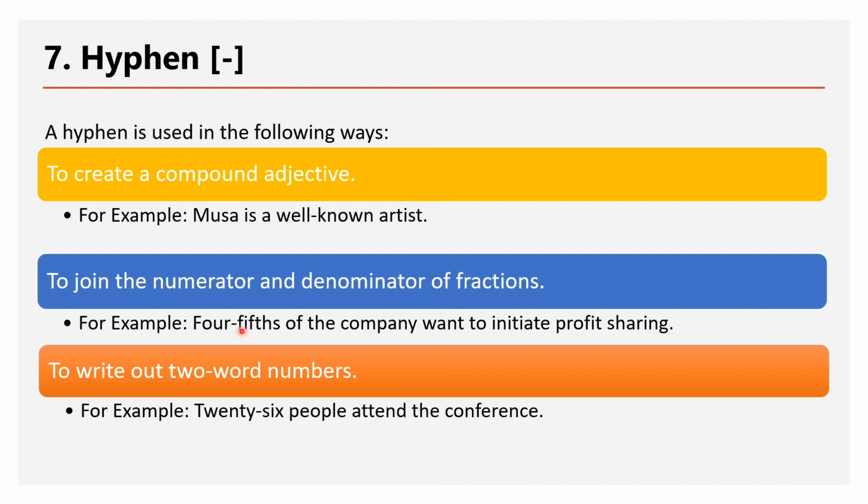Third, to write out two-word numbers. For example, "Twenty-six people attended the conference." So in between twenty-six I am using the hyphen here. So I'm going to invite Emerson to continue the further discussion.